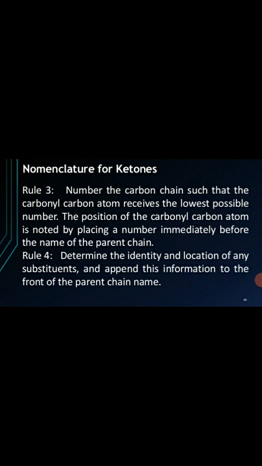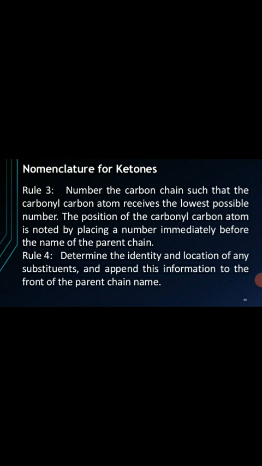Now rule 3 is to number the carbon chain such that the carbonyl carbon atom receives the lowest possible number. The position of the carbonyl carbon atom is noted by placing a number immediately before the name of the parent chain. That is, if the carbonyl group of the ketone is present at the second position in a carbon chain containing 5 carbons, we will name it as pentan-2-one.